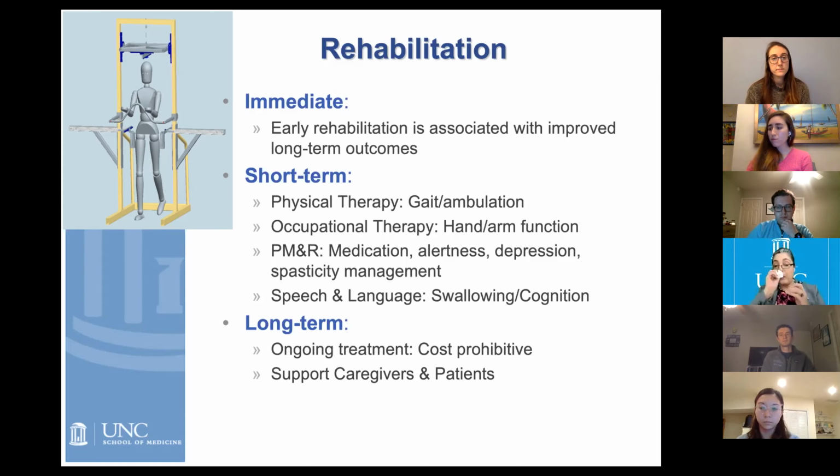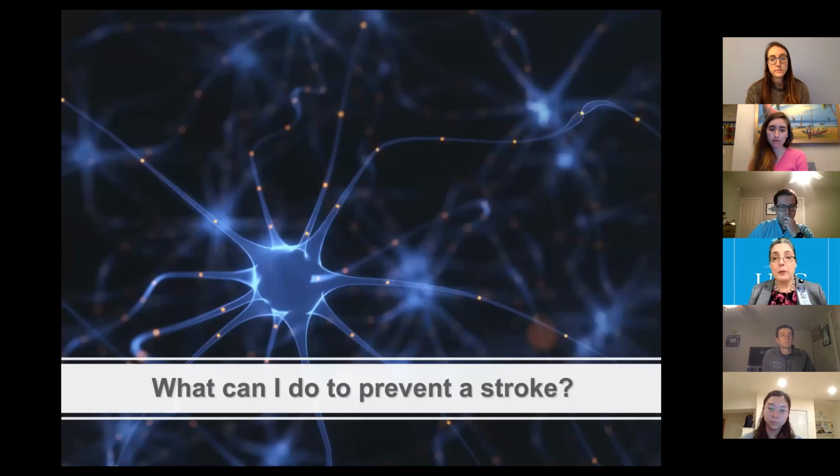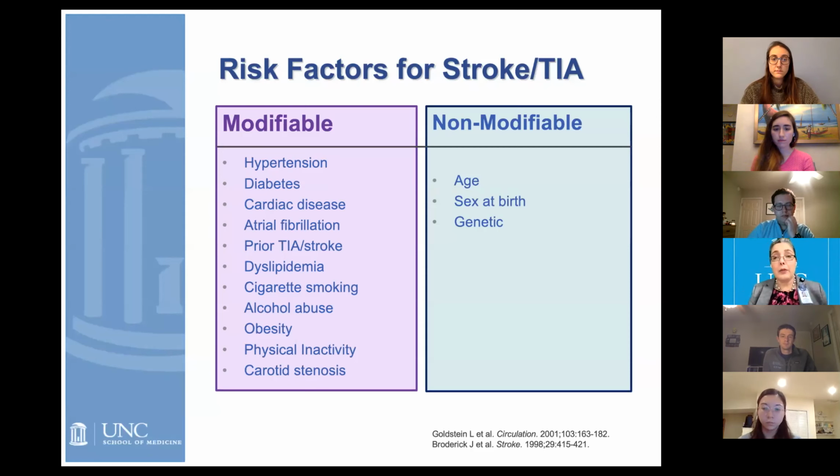It's associated with better outcomes. The challenge here is cost, right? It costs a lot of money, so not always attainable, but that should be our goal. And so now we've heard about stroke, we've heard about TIA, different kinds and lots of different drugs. What can I do? What can you do? What can we all do today that will lower our risk for stroke?